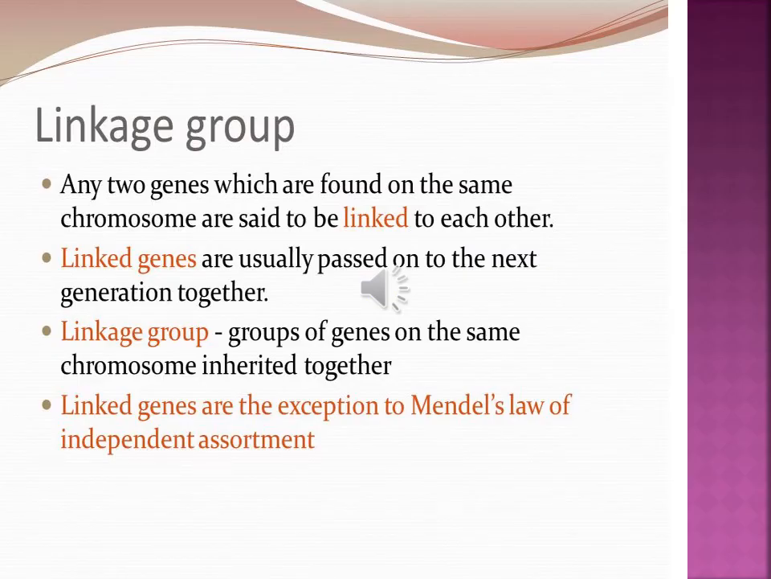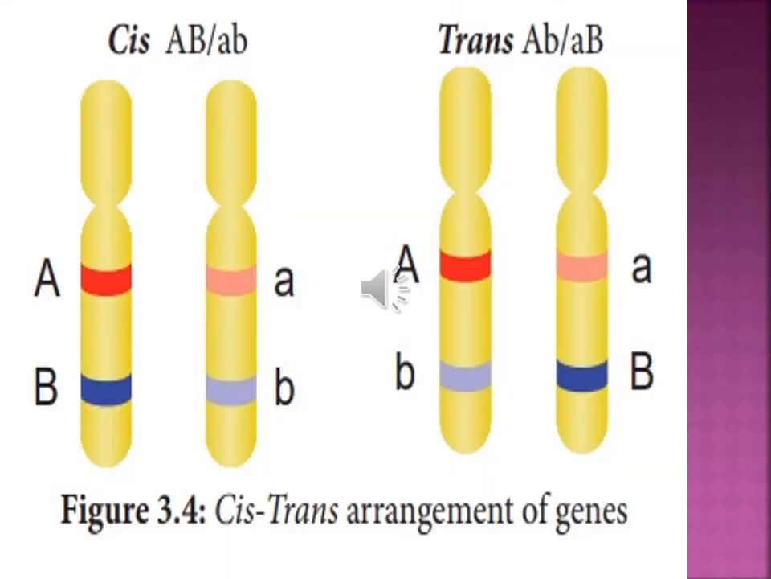Any two genes which are found on the same chromosome are said to be linked to each other. Linked genes are usually passed on to the next generation together. Linked genes are the exception to Mendel's law of independent assortment. Look at this picture carefully. A, B is one type of gene. Then small a and b is another type of gene. But here, AB by ab, two types of genes also transfer.